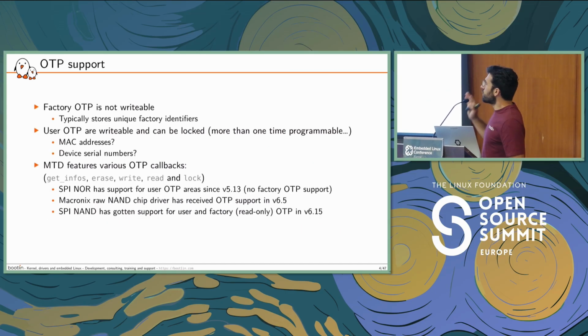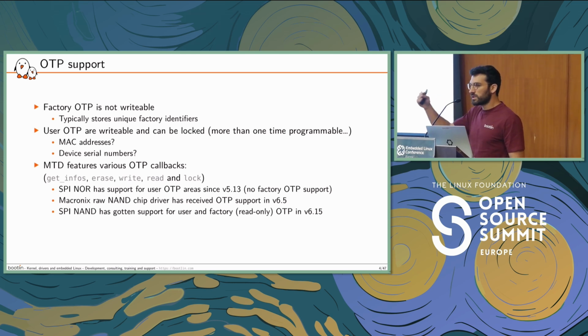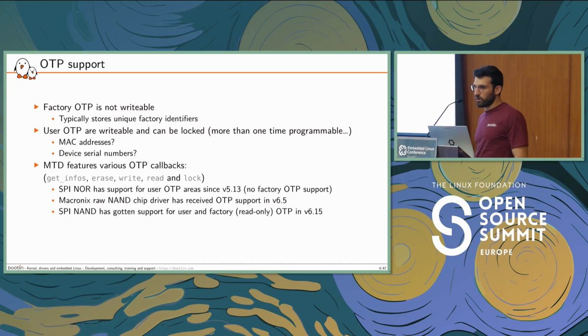The first one to mention might be the OTP support. OTP stands for one-time programmable, and many flashes have one. There are two types, factory and user OTPs. The factory OTP typically contains a unique factory identifier, something you do not master. It's only readable, whereas the user OTP is writable. Not only a single time, despite the name, which is a bit misleading.